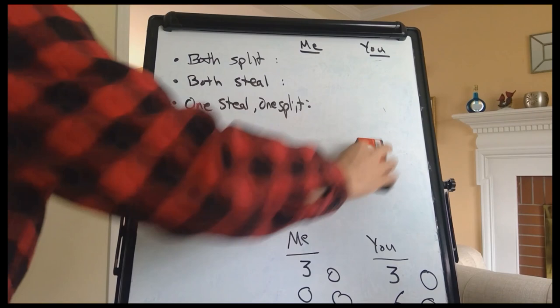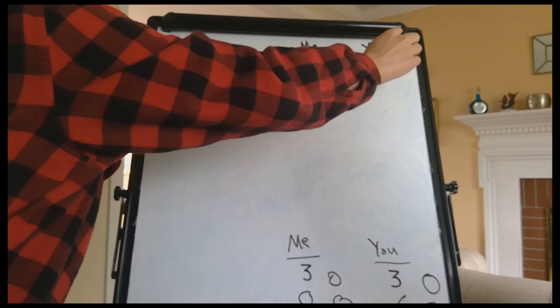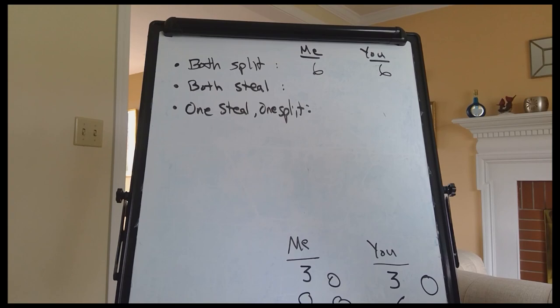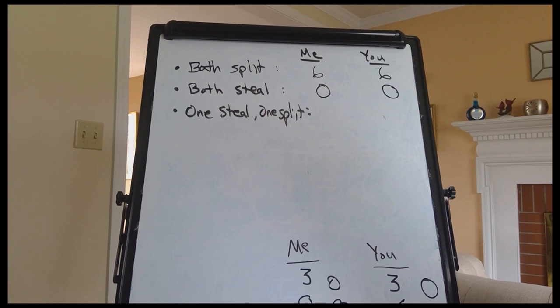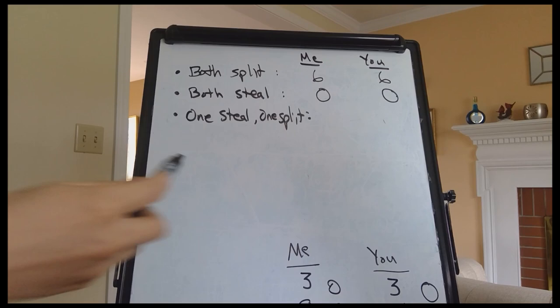So now we've won $12,000. So if we both split, we get 6 and 6. If we both steal, we get 0 and 0. But if one steals and one splits, we do 10 and 2.